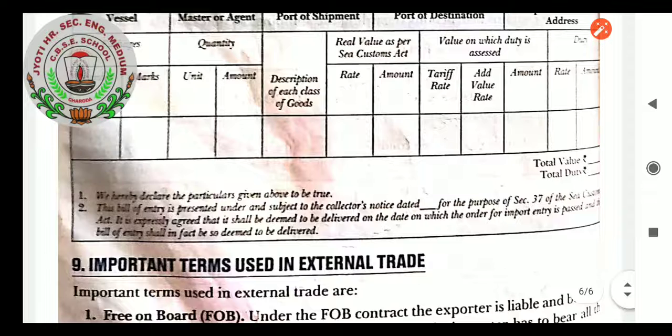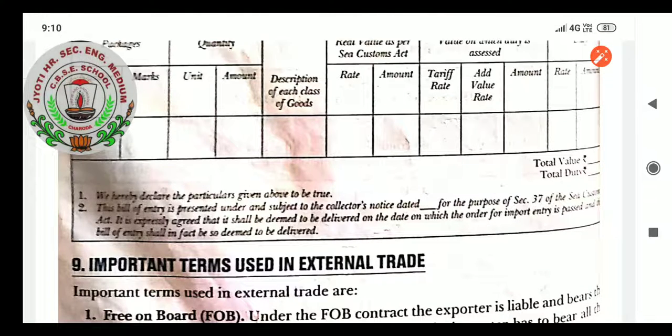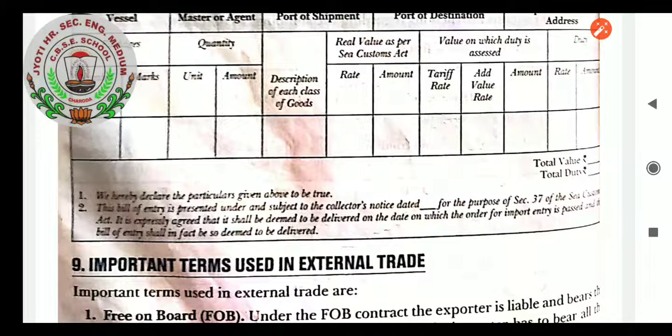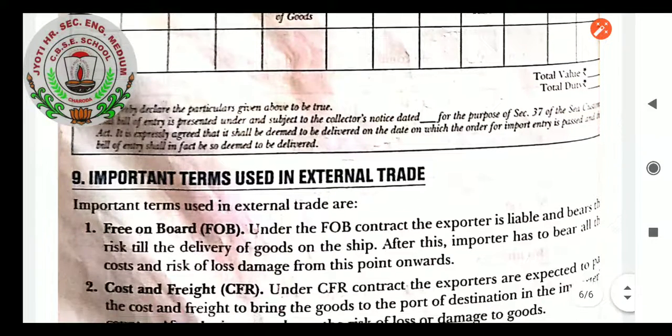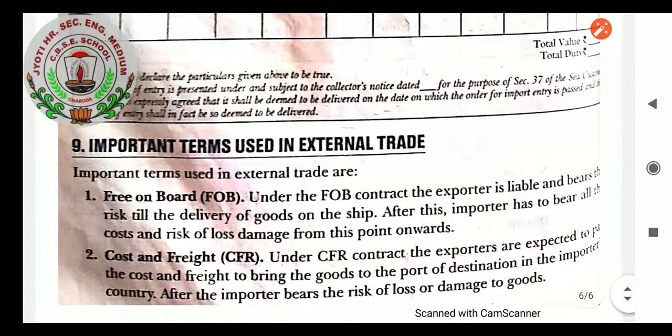Now the last part of our topic is the declaration made by the importer: we hereby declare the particulars given above are true and the bill of entry is presented under and subject to the collector's notice dated, for the purpose of section 37 of the Sea Customs Act. In the blank, the date will be mentioned. It is expressly agreed that it shall be deemed to be delivered on the date on which the order for import entry is passed, and the bill of entry shall in fact be deemed to be delivered.